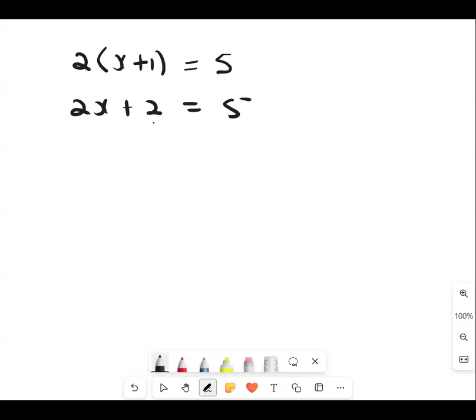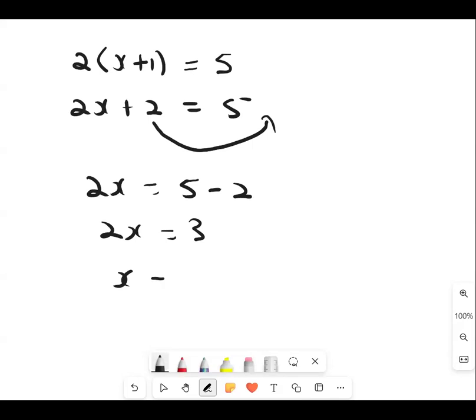Right? And then we take the 2 over. We end up with 2x equals 5 minus 2. That is plus 2 here. So you have 2x equal to 3. X then is equal to 3 over 2, right? I'm kind of leaving out all the arrows and so on, because eventually when you are writing your solution, you don't have to do that. So x then is equal to 1.5.